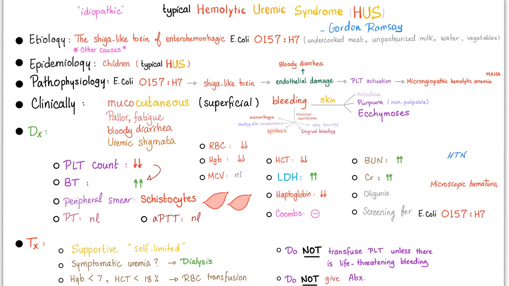Treatment. Supportive, it's a self-limited disease. Please remember this, because TTP is an emergency, but HUS is self-limited. Symptomatic uremia, go with dialysis. If there's anemia, RBC transfusion. Do not give platelets. Do not give antibiotics. 2 very common mistakes on the exam.